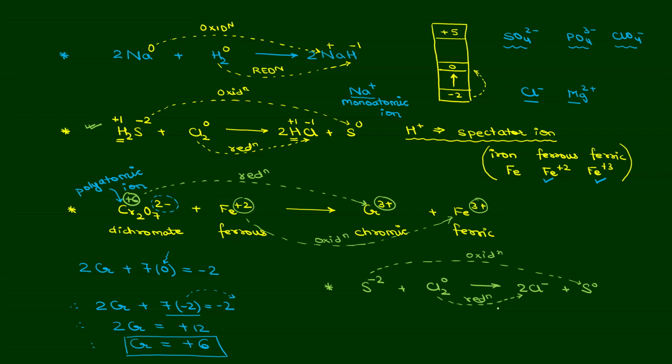Understood? Yeah. Okay. Now let's understand some more examples. If I have sulfuric acid, what is the total charge on this molecule? 0, because it's a neutral molecule. So if I add up the oxidation number of the whole thing, it should be equal to 0. So the rule is the summation of oxidation numbers of all atoms in a neutral compound, neutral molecule, should be equal to 0.